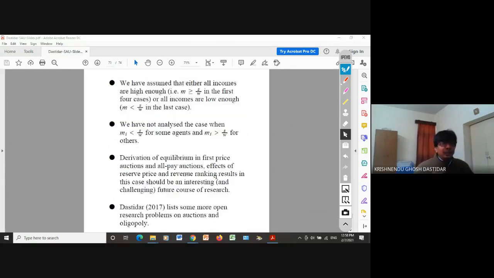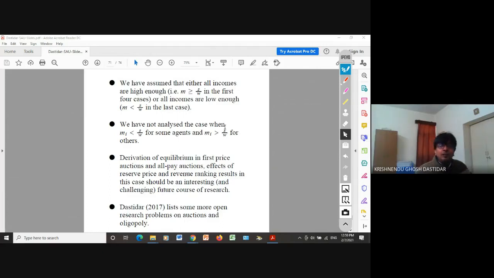Now that comes to another research problem. We have assumed that either all incomes are high enough or all incomes are low enough. We have not analyzed the case when some incomes are high and some incomes are low. I tried doing it. It's very complex, but maybe it's worth trying. So you can think of two bidders. One of them has income below K, where K is S by W. Remember that cutoff. And the other's income is above K.